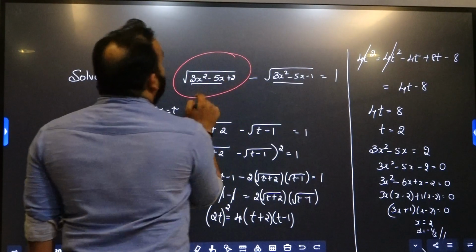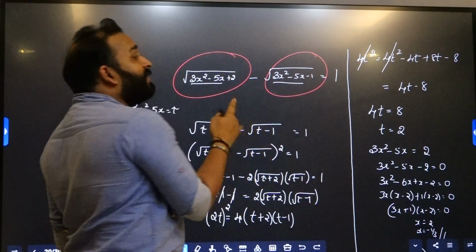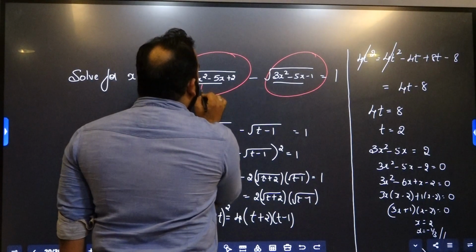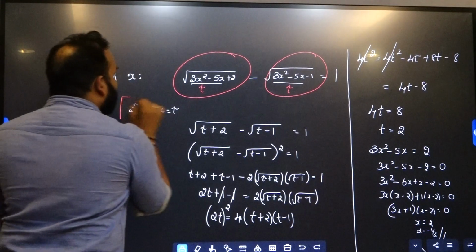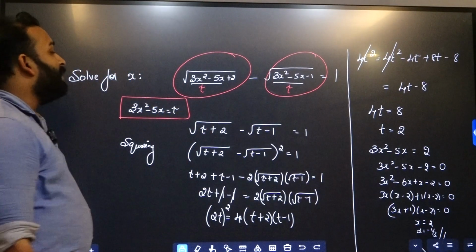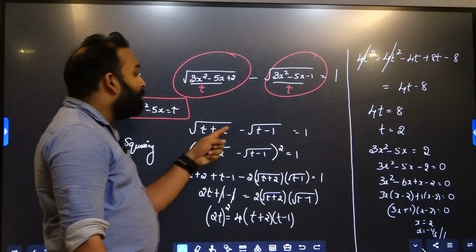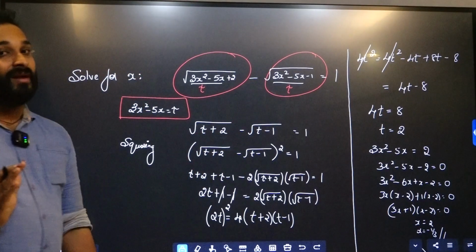They have given 3x square minus 5x plus 2. Here they have given 3x square minus 5x minus 1 under root. But if you notice, the first part here, this is same. So I have taken this directly as t. 3x square minus 5x is equal to t. So root of t plus 2 minus root of t minus 1 is equal to 1. I have reduced this equation in terms of t now.